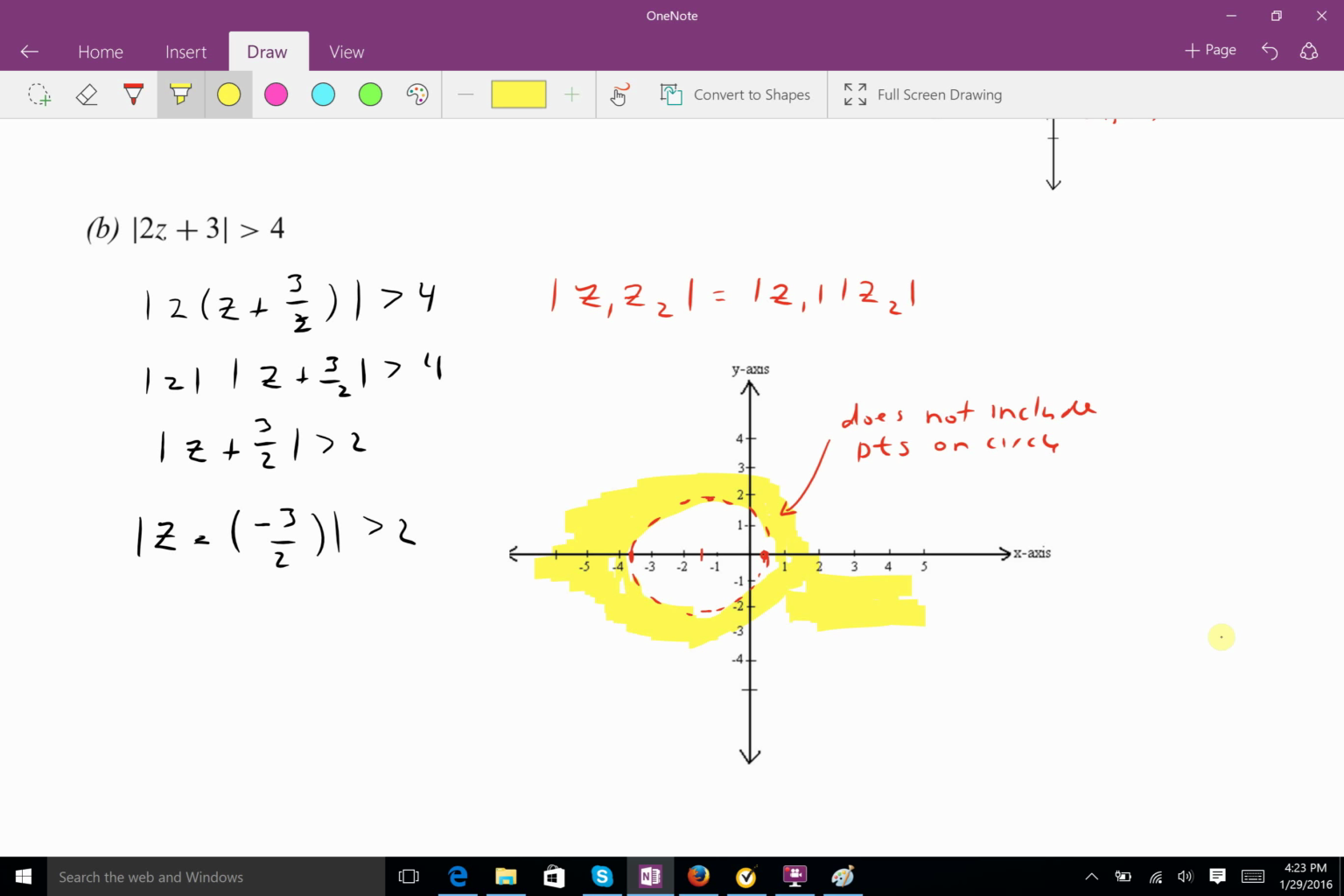So it's not the points on the circle. I'm kind of slopping over there, but that's okay. It's just the points on the outside. Okay, so that's my solution right there. Okay, good. All right, let's look at the next one.